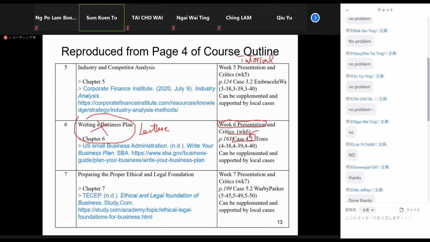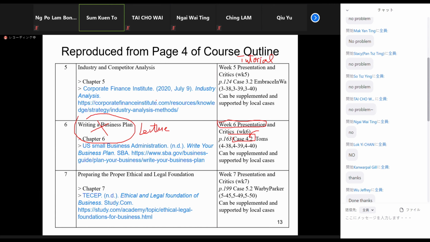So everybody got all the cases, okay? And then to save your money. But of course, you can buy the textbook from the bookstore or elsewhere. You are free to do so if you don't understand the concepts I explained during the lecture.